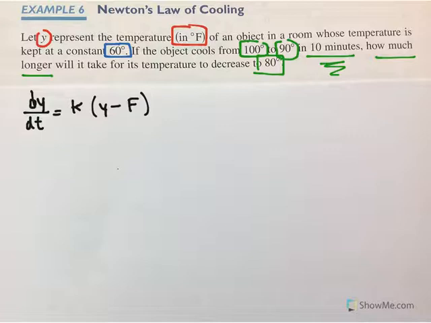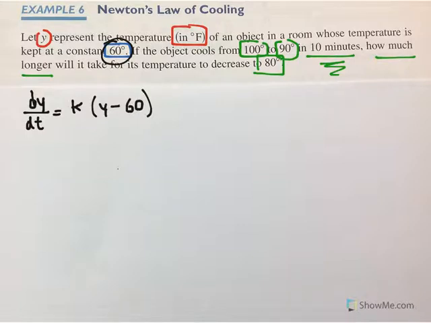So this is the differential equation given by Newton's law of cooling: the rate of change in the temperature of an object is proportional to the difference between the object's temperature and the temperature of the surrounding medium, which is represented by F. But of course, now I can replace F with 60 because that's the temperature of the surrounding medium given in this problem, and that's 60 degrees Fahrenheit.